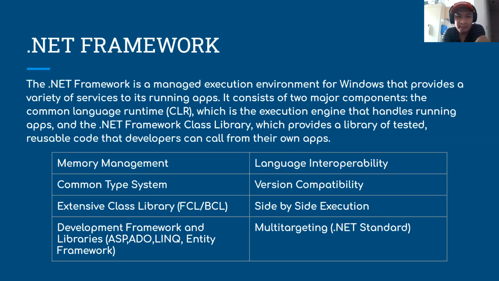Then the common type system, they enforce this. So all languages use the same types. For example, a data type means the same thing for any kind of language. Okay, extensive class library. This is also called the framework class library or base class library. So there are a lot of classes that you can use in .NET that make it easy for you to work, like the System namespaces. There's a lot of them. If you do some research, you will see there are a lot of them. Maybe you're already using them, just not aware of it. That's what you use in order to build applications.